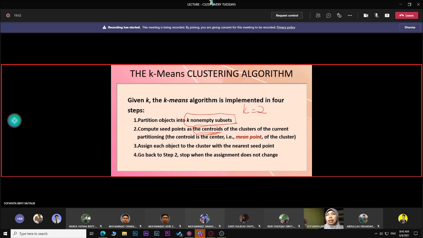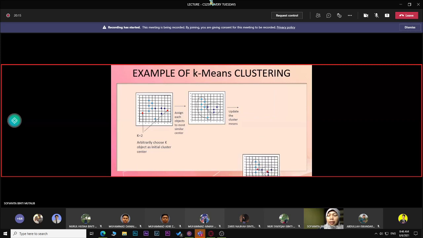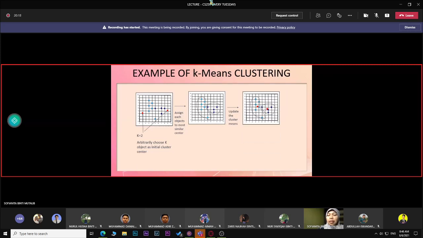Say object 1 is nearer to centroid 1, so it will be assigned to cluster 1. Then it iterates to the second object, third object, and so forth. Finally, after you finish the iteration, you will see groups of clusters assigned to the nearest centroid. Like this one, okay.